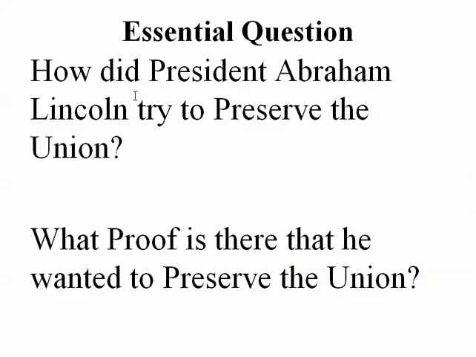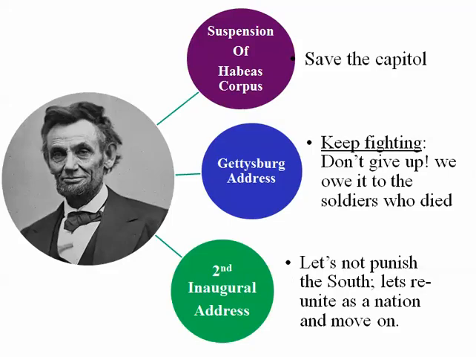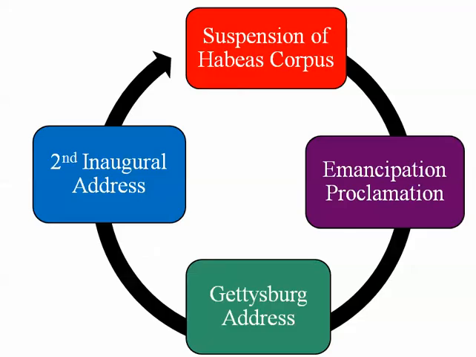So our essential question is, how did President Abraham Lincoln try to preserve the Union? And then what proof is there that he wanted to preserve or save the Union? If we were to prove this in an argument, we would use each one of these, write an introductory paragraph, and then write a main body paragraph on each one of these, and then summarize it up. I would argue that you could add Emancipation Proclamation in there.